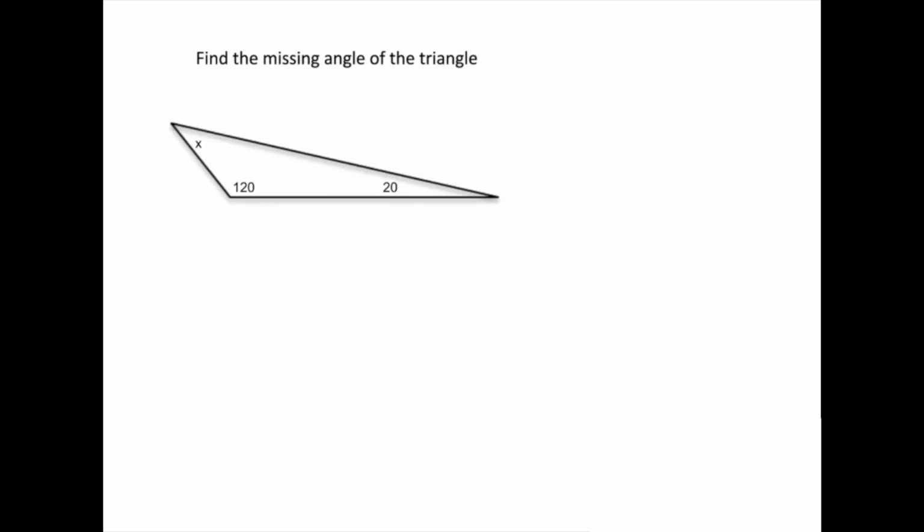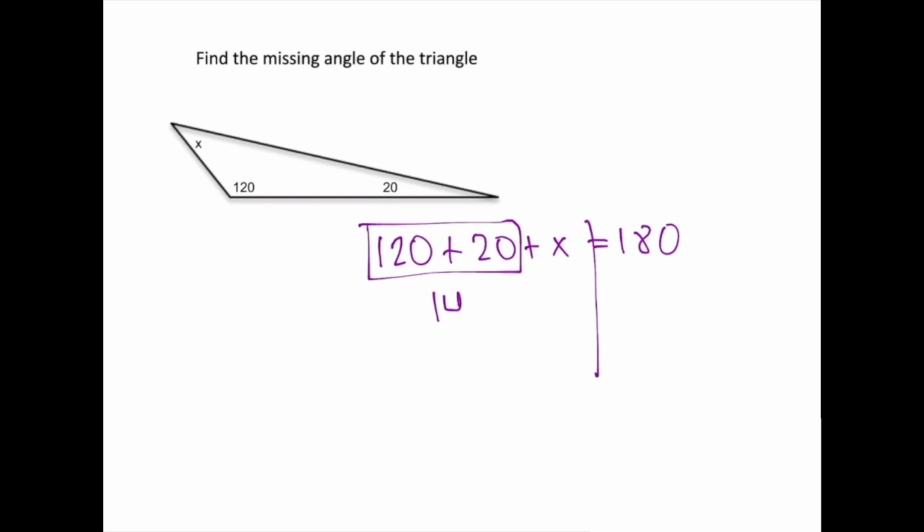Go ahead and pause the video and find the variable x in this triangle. Now let's see how you did. We know that we can take 120 plus 20 plus x and get a total of 180 degrees. 120 plus 20 is 140. Then we can subtract 140 from both sides. That leaves us with x equals 40 degrees. So we know this angle must be 40 degrees.